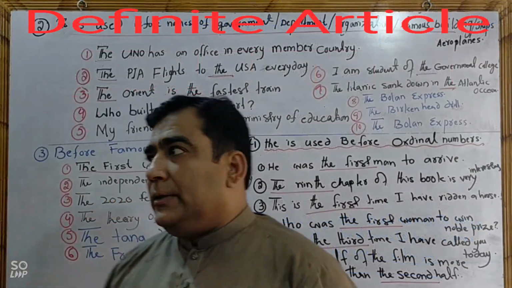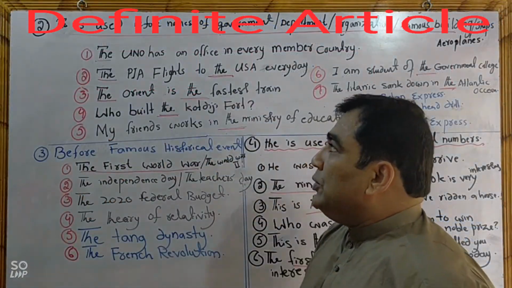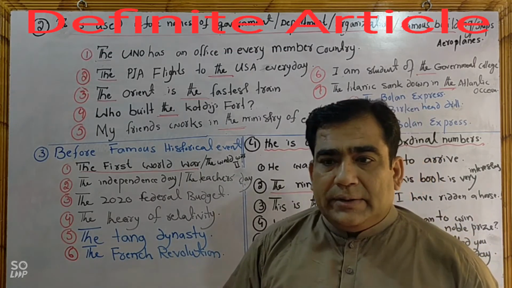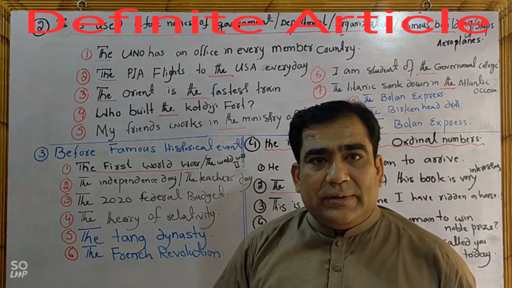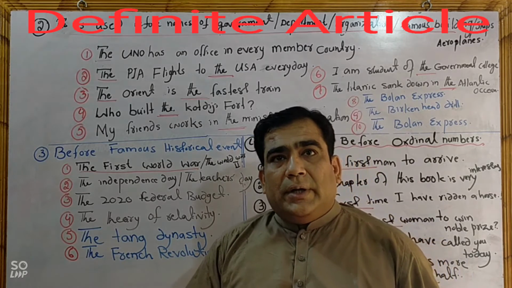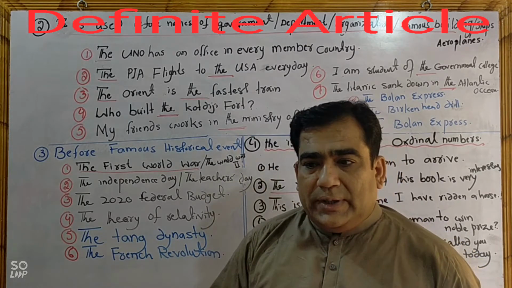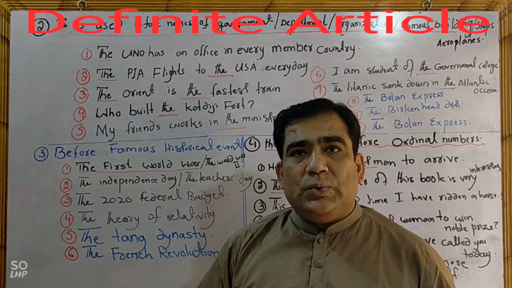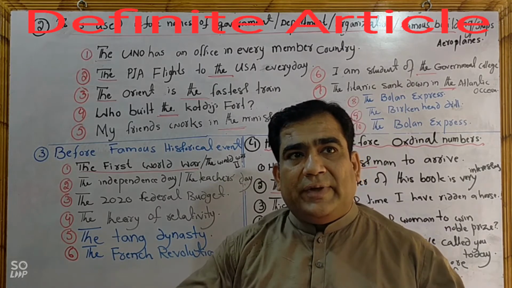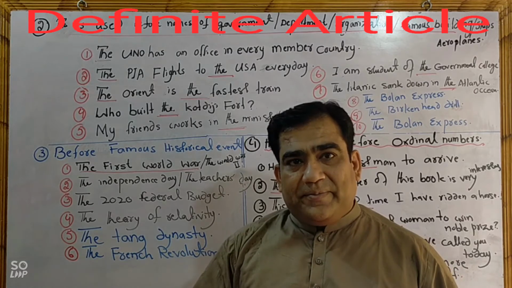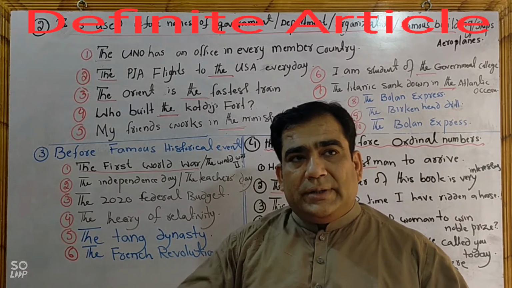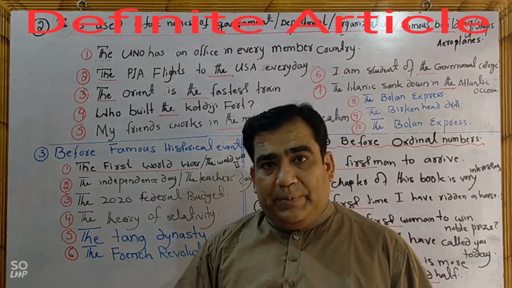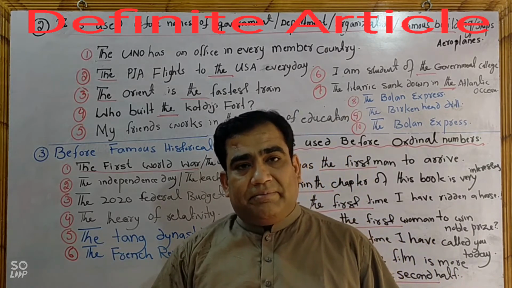Now this is the second rule. We covered the first rule, in which we were familiarized with the words, especially those which are very unique in the world. They are unique and they have their proper names. We put the definite article there.